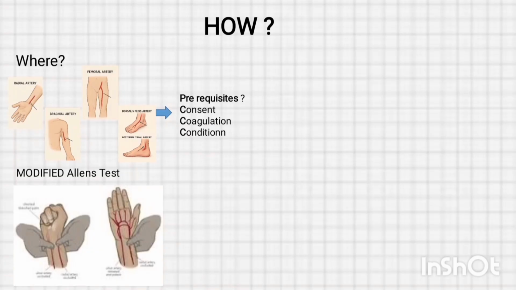Next, what are the prerequisites that we need for doing an ABG? Consent is a must. And then we have to rule out any coagulation conditions as discussed before. And what is the hemodynamic condition of this patient? What is the general condition of the patient that you must know?